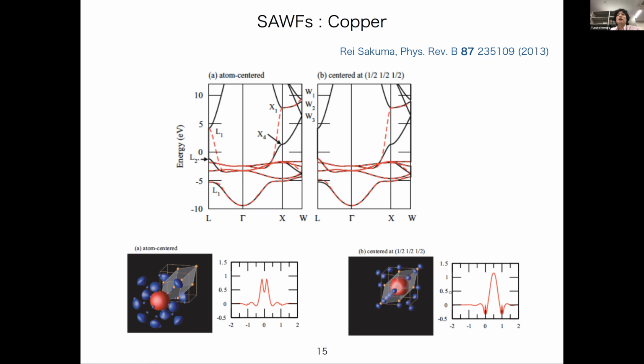Okay, then actually if we apply the symmetry-adapted mode, for example, we can create the atom-centered s-like orbital. We can also put an s orbital at the interstitial site, like 1/2, 1/2, 1/2. Then we can also create the Wannier functions. And these two are not the same as the maximally localized Wannier function. So the total spread should be rather larger than the maximally localized Wannier function.